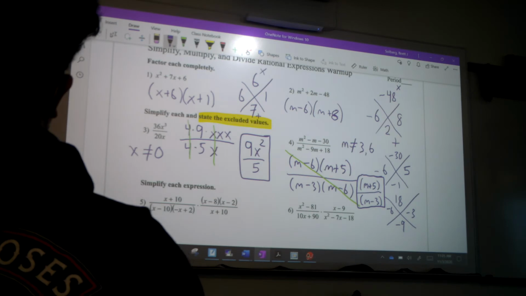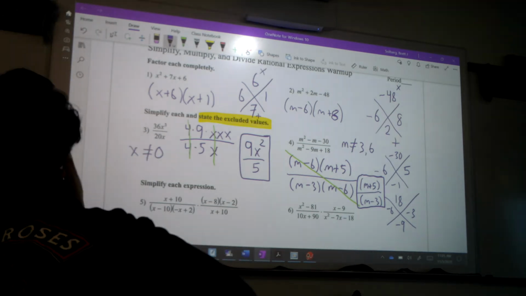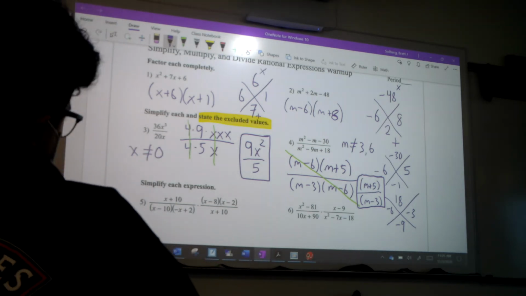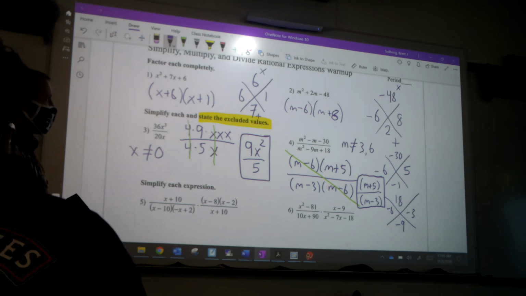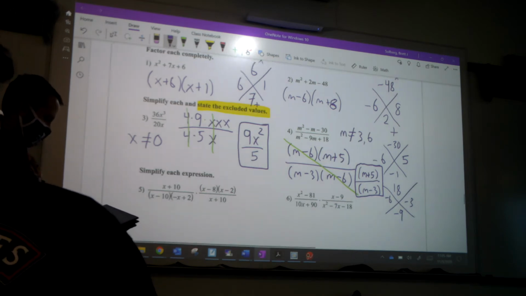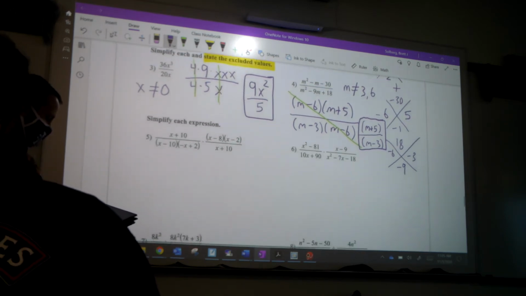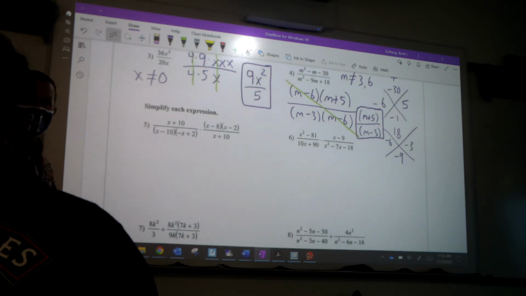So that was a big part of the simplifying lesson, was stating your excluded values, because you don't want to divide by 0. Okay, cool. So that's halfway through the battle. We've just factored and simplified. Do you have any questions on that so far?